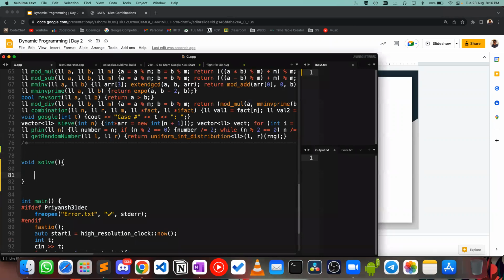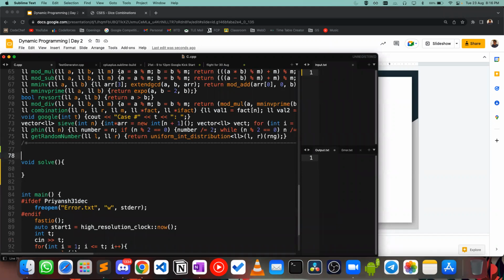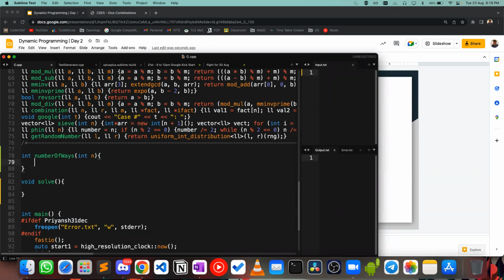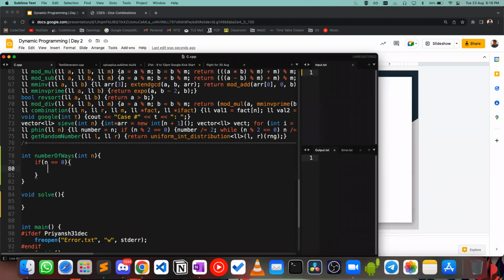Okay, so let's have a function int numberOfWays, and you pass it an integer n, and it gives you the number of ways to construct n by throwing a dice. So if n is equal to 0, can I say that the number of ways to construct 0, constructing a sum of 0, is just 1? That's 1, right? So I return 1.